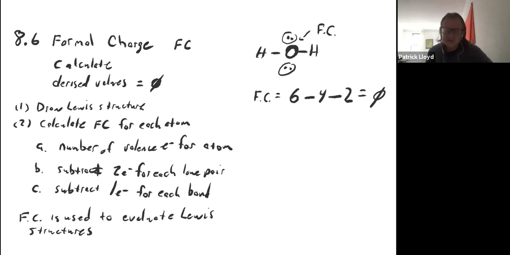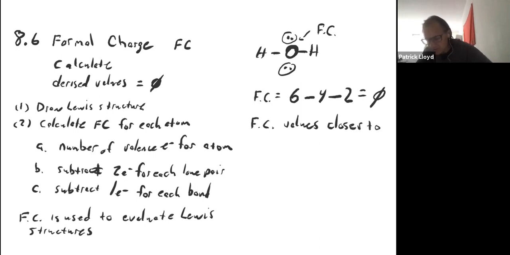So if you get 0, that's a good thing. Okay? Now, it's not always 0. We can have Lewis structures where they're not 0. But the smaller the value, the closer to 0. So formal charge values closer to 0 are evidence of good Lewis structures.